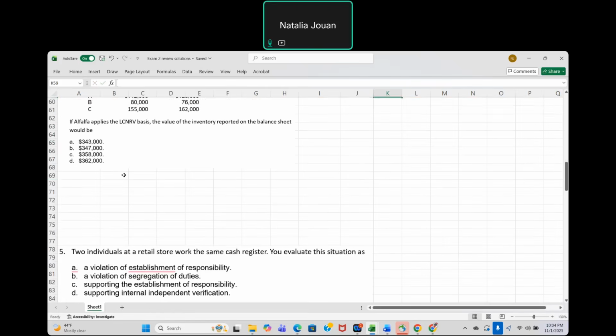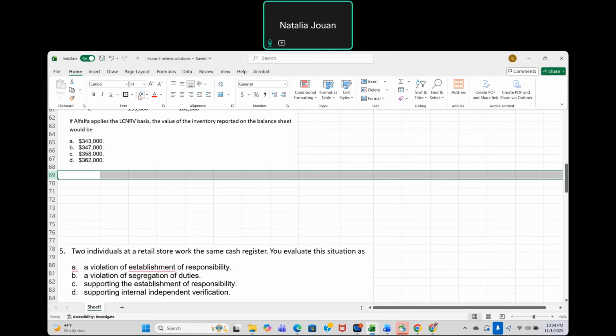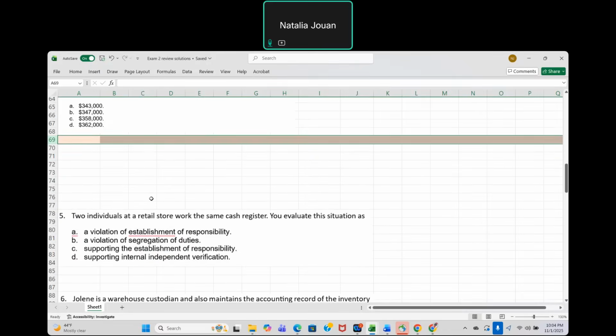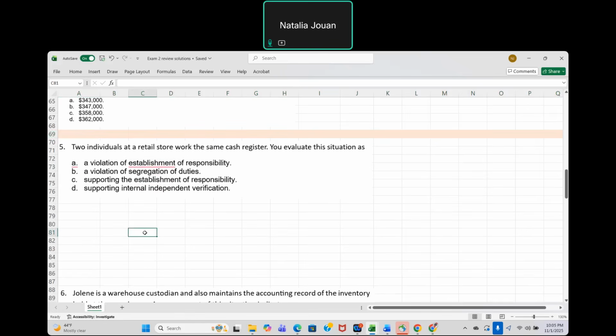All right. So next two, it's very theoretical. We don't have to solve, it's not in numbers, but let's discuss. Two individuals, the same activity. That is violation of establishment of responsibility. Who's going to be responsible for the cash register? Two individuals, one activity. A is the answer here. Just going to write it here.